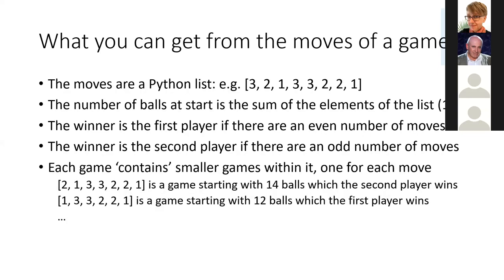The other thing that's interesting is that we can see that we have multiple games here. It's not just one game starting with 17 balls, but we've actually got another game where if we forget about the first move, that's a game which started with 14 balls, and instead of the first player winning, it was the second player who won. And if we knock off 2, then we can see this list describes a game starting with 12 balls where the first player won.